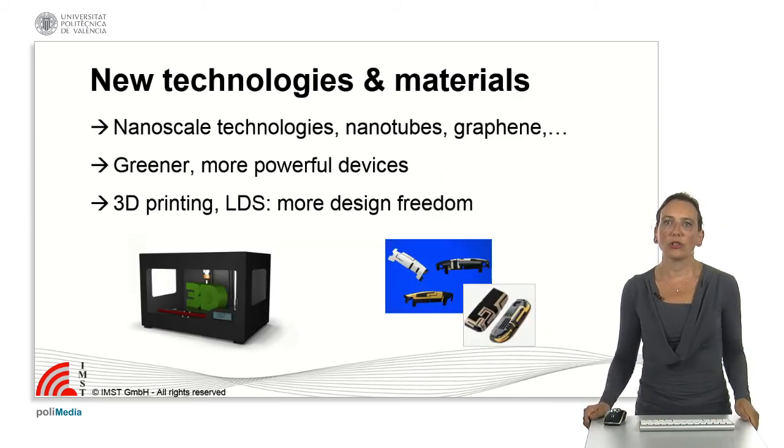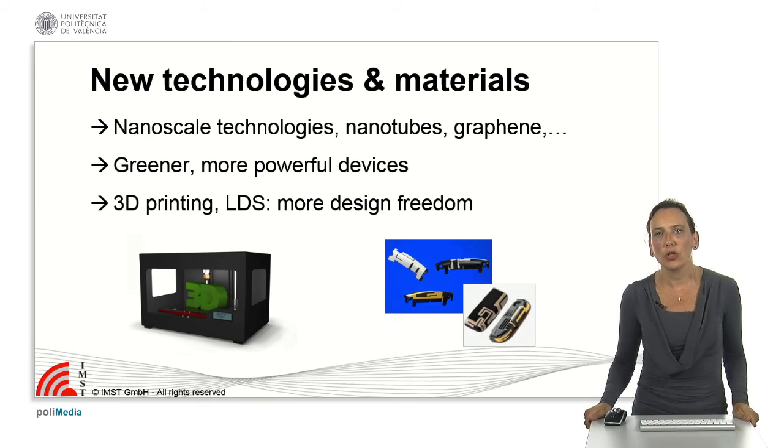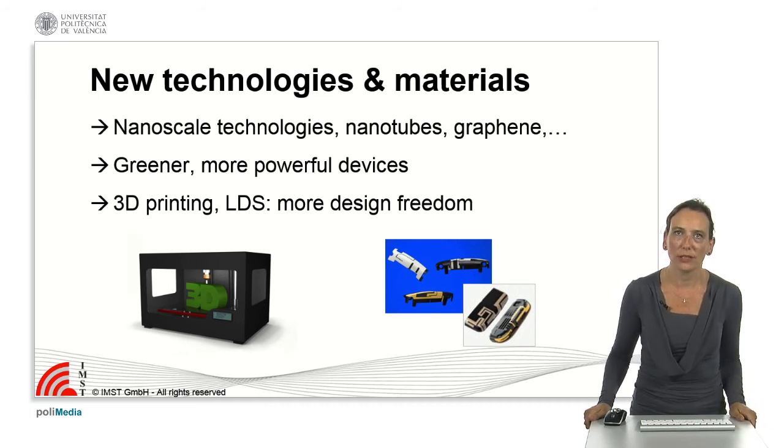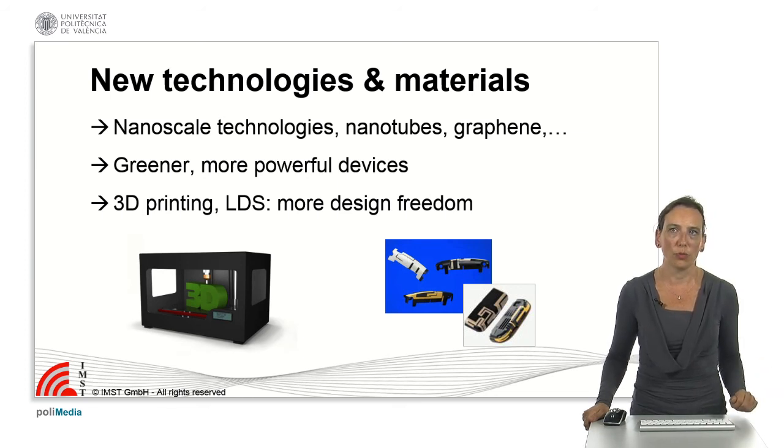Moving to 5G, we will also need new technologies for the fabrication of the antennas and new materials. For example, we may consider using nanoscale technologies, carbon nanotubes, graphene applications, etc. We will need also greener and more powerful devices. We will need also to increase the lifetime of the batteries, etc., and the computing possibilities of the devices.